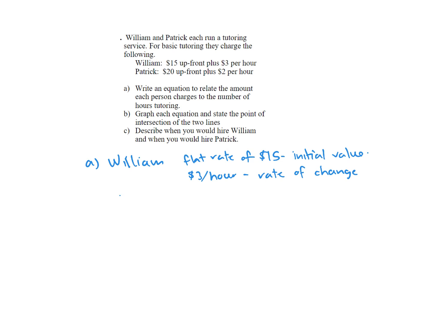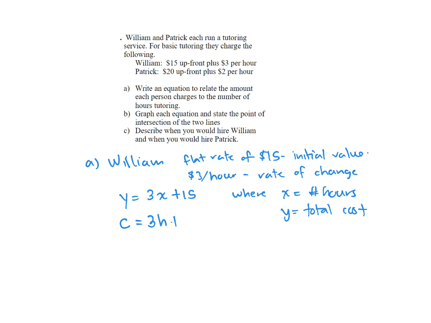So if we're writing an equation, we would say y equals $3 per hour plus $15 flat rate, where x is the number of hours that he's going to tutor and y is the total cost. If you wanted to use different variables, you could say y represents the cost and x represents the number of hours. It doesn't really matter what variables you use. Sometimes it makes more sense to use letters that represent what you are calculating.